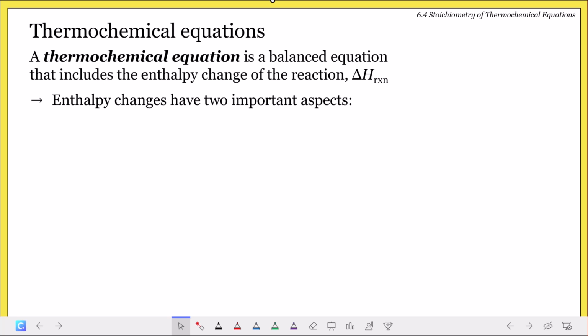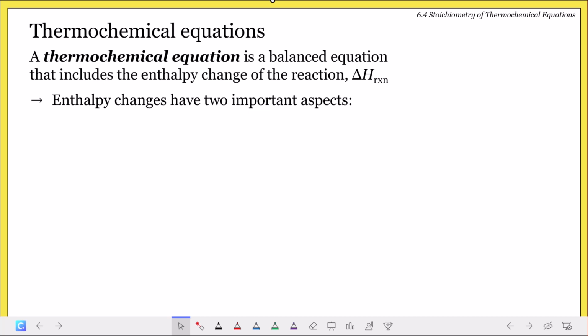Now that we've introduced this idea of enthalpy, which essentially describes the movement of heat energy in and out of a system, we can start looking at how we calculate enthalpy for different reactions and some other relationships that we can derive from these quantities. So now we're going to introduce thermochemical equations.